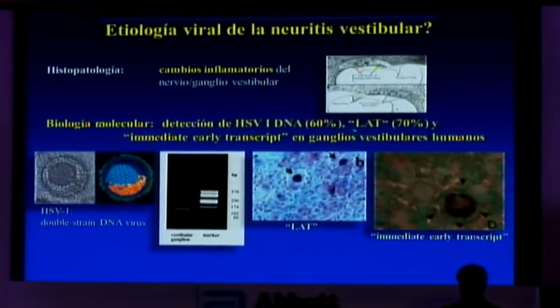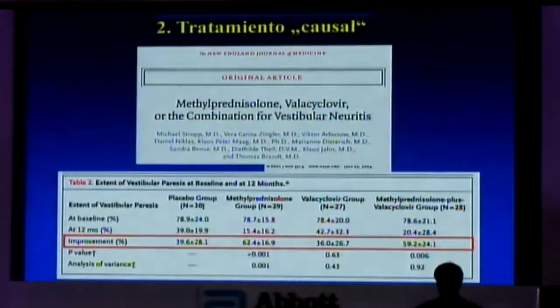Over the last 10 years, we did a lot of molecular biology work in the field of vestibular neuritis, and we mainly examined human vestibular ganglion cells. And we found that 60% of the examined human vestibular ganglion cells were latently infected with herpes simplex 1, and we also found the so-called latency-associated transcript in 70%. All this supports that it's caused by the reactivation of a herpes simplex virus 1 inflammation.